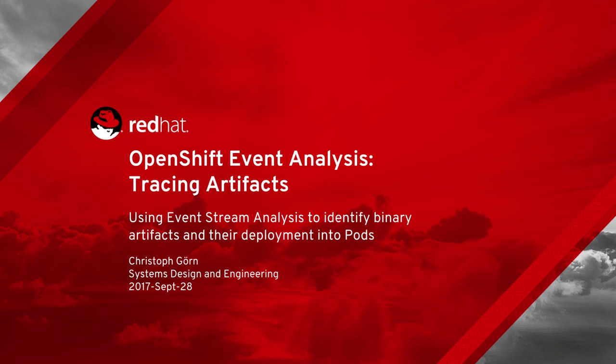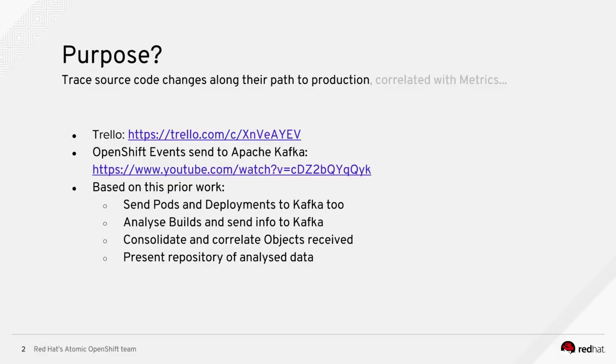I would like to show you how to use event stream analysis to trace artifacts from source code into pods running in production. So this is an OpenShift demo you have seen before in a demo that I gave and in a video I uploaded to YouTube, how to send OpenShift events and Kubernetes events to Apache Kafka. This demo is based on the previous work. You'll find the link to the YouTube video on the presentation.